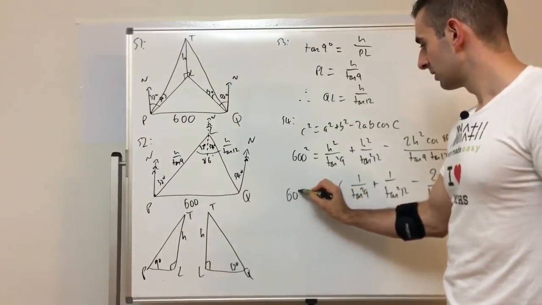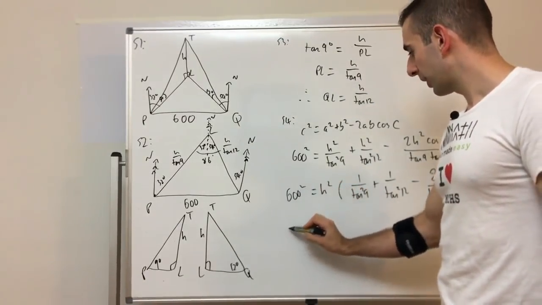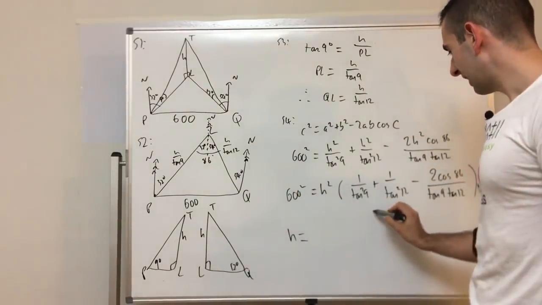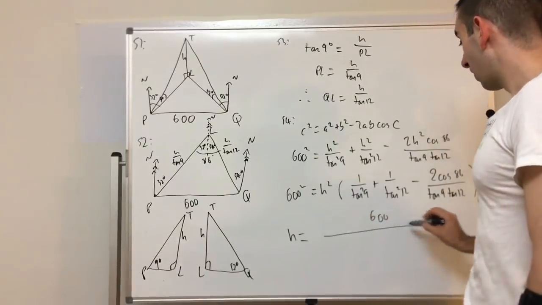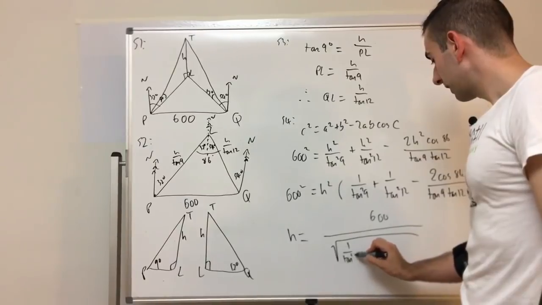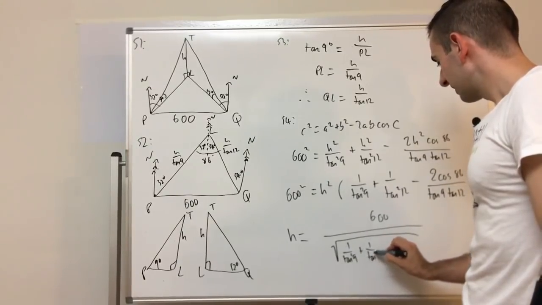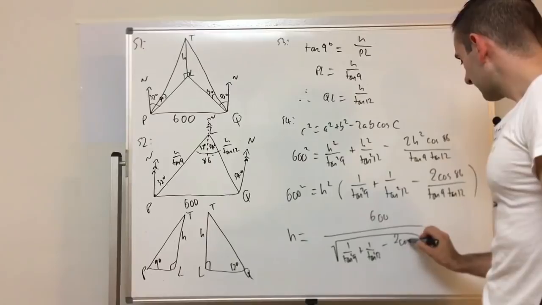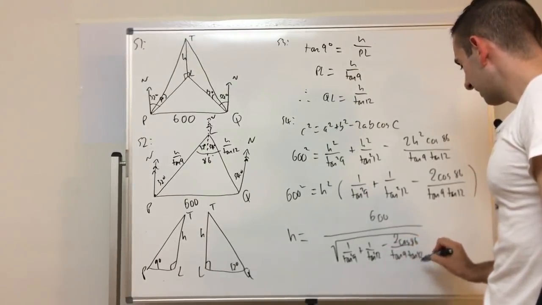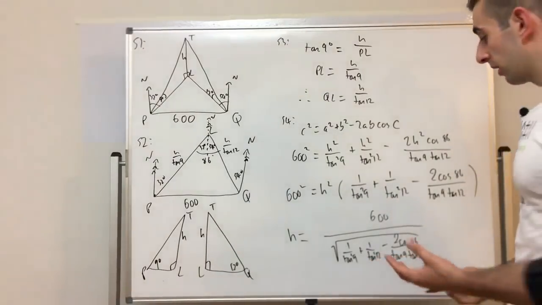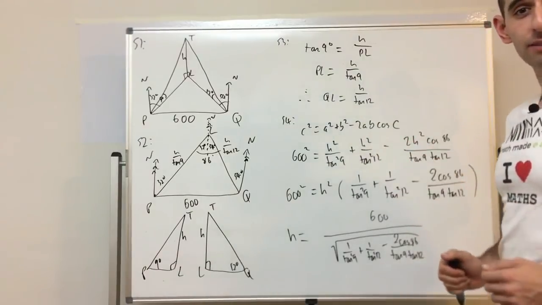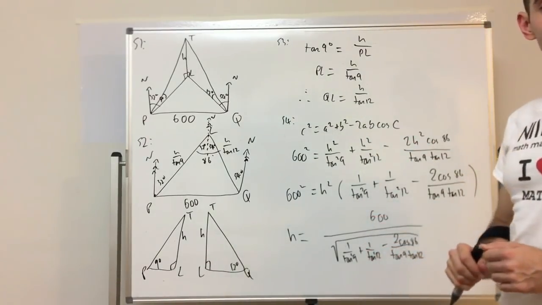That equals 600 squared, which means I can rearrange and square root. By dividing this over and square rooting, we get h equals 600 over, this looks fun, doesn't it? 1 on tan squared 9 plus 1 on tan squared 12 minus 2 cos 86 on tan 9 tan 12. Right? And the reason we leave it as 1 on tan squared 9 instead of changing it to cot is because the calculator does not have cot. So this is actually how you're going to have to type it into the calculator.